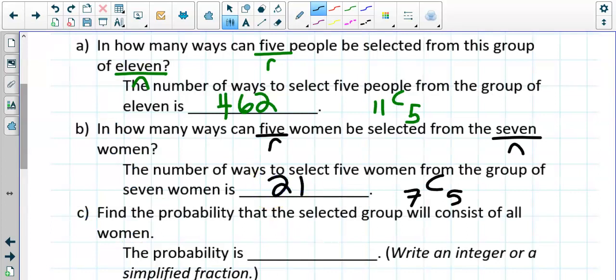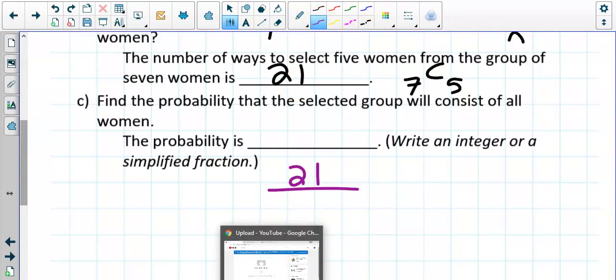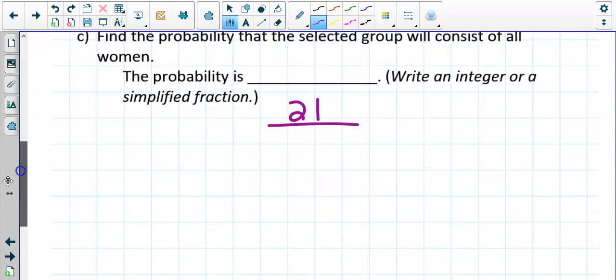And then all you do for the end, again, we want the probability that the group we select is all women. So we just take what we know, the 21, because that's what we want, all women, out of the total, which was 462, I believe. Yep.